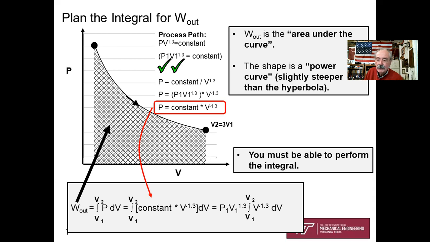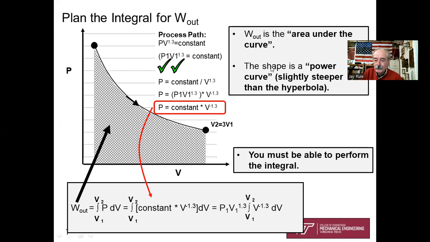The shape of this is called a power curve. In other words, it is slightly steeper than the hyperbola for low values of V, and it's flatter than the hyperbola for high values of V. So visually, it looks a little bit like a hyperbola, but it's kind of steeper. Okay, so just recognize that.